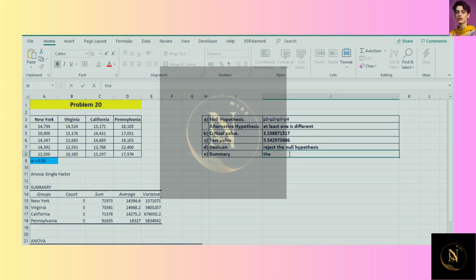So the conclusion is that the average debt differs for the 4 states. So the state in which a student lives has an effect on the average debt at graduation.